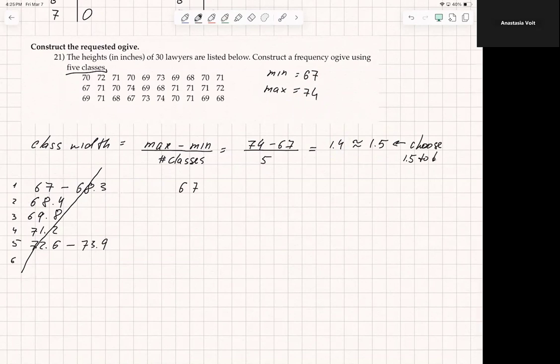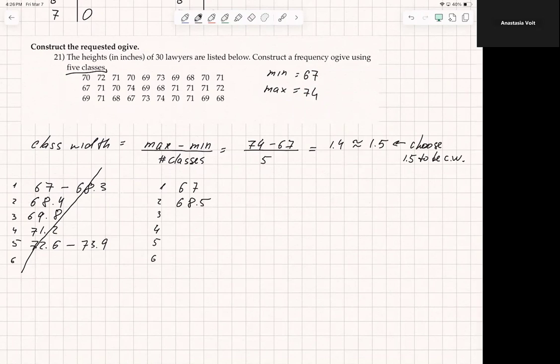1.5 is the class width, okay? So we would have 67, first class, second class, third class, fourth class, fifth class, and maybe a sixth class just as a placeholder to calculate the upper limit for the last class. Okay, so we have 67 plus 1.5, that's going to be 68.5.